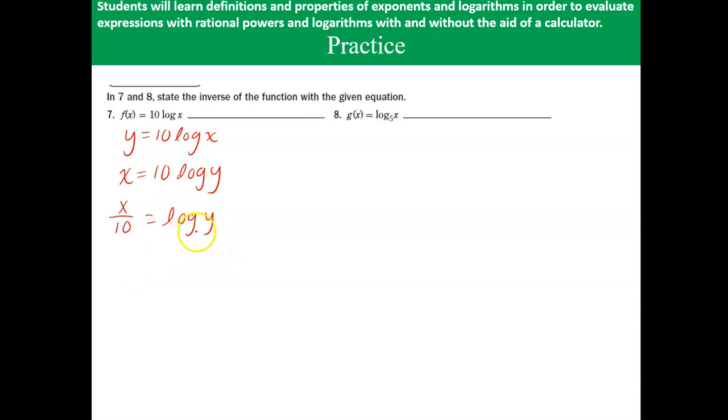Well, when I do this, what's the base if I don't see a number? It's 10. So that means 10 to the power, which is x over 10, equals my number. So that would be 10 to the x over 10 equals y. Likewise here, we do the same thing. Y equals the log base 5 of x means x equals the log base 5 of y. So if I follow my definition, 5 to the x equals y.